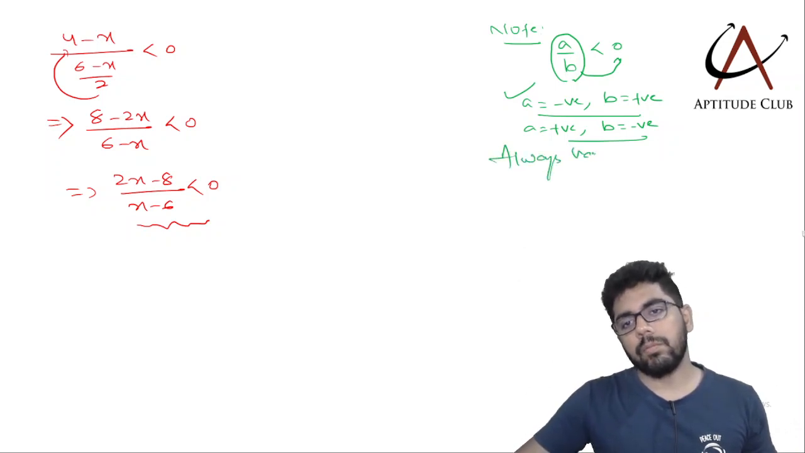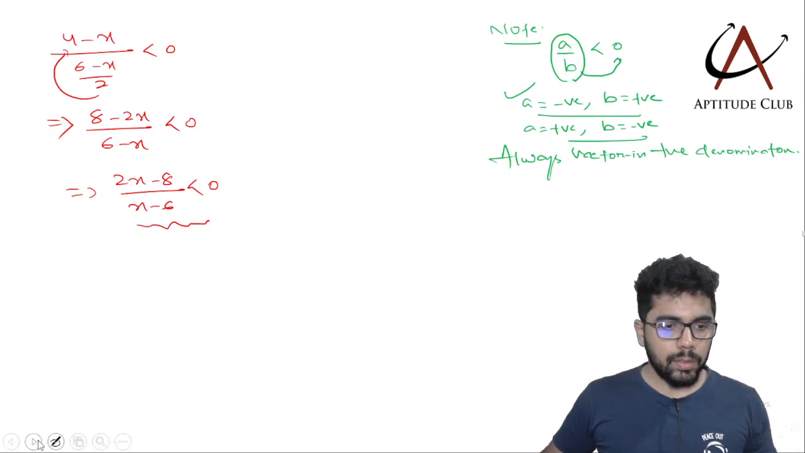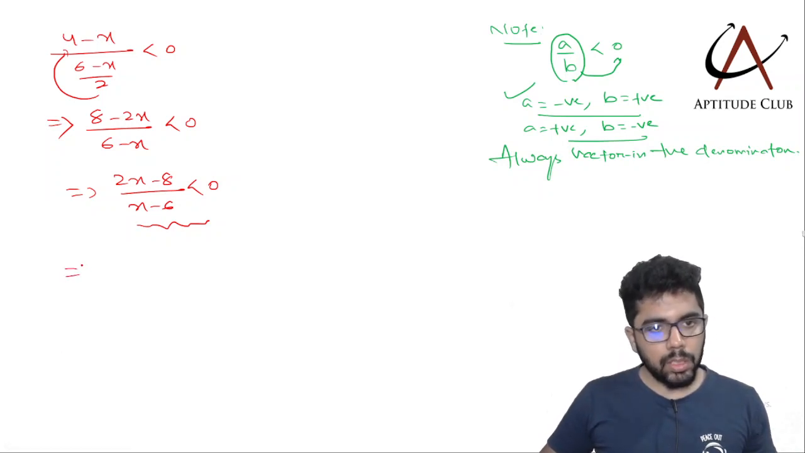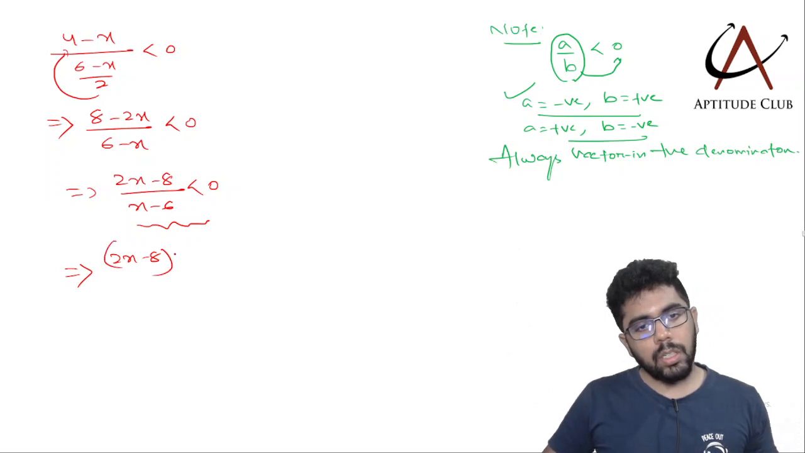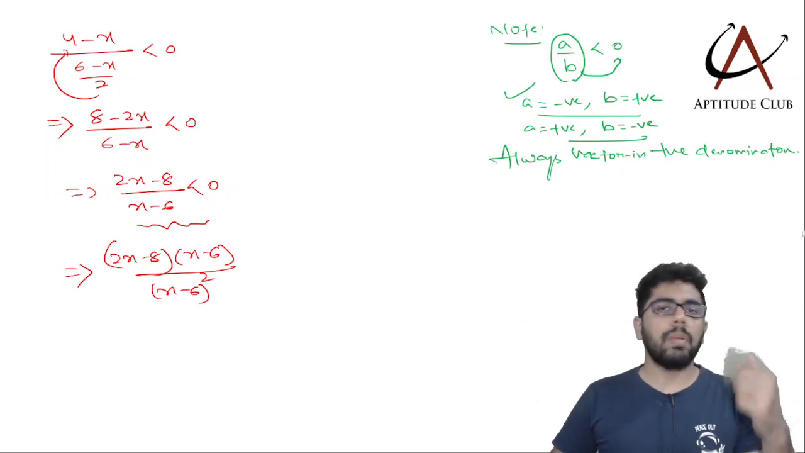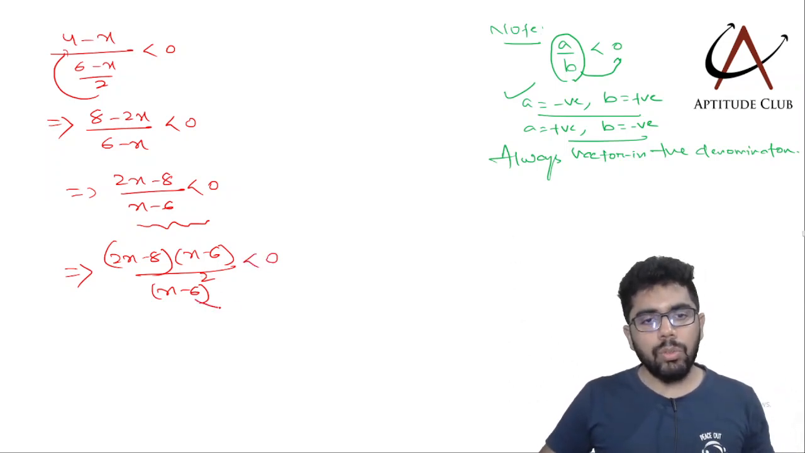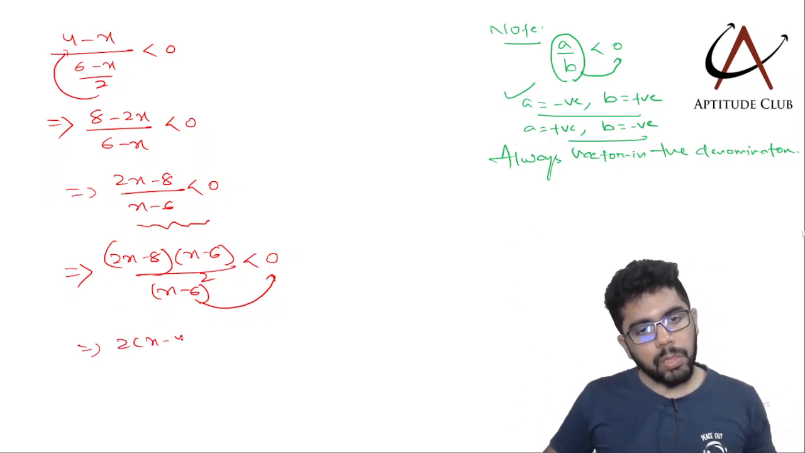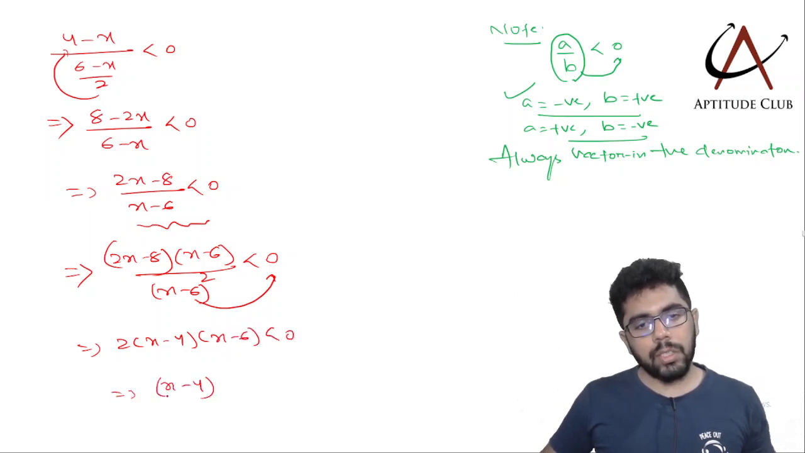That was also possible. So we need to factor in the denominator. Always factor in the denominator. And how do you do that? You just multiply the denominator in the numerator: 2x minus 8 into x minus 6, divided by x minus 6 whole square. I just multiplied x minus 6 in the numerator and denominator. Now you can take this and multiply here. So 2 I can take out common. 2 into x minus 4 into x minus 6 is less than 0. Or I basically get x minus 4 into x minus 6 is less than 0. So my roots here are 4 and 6.